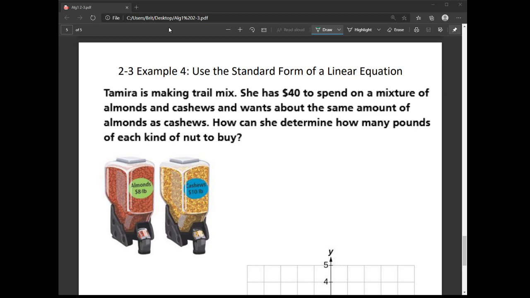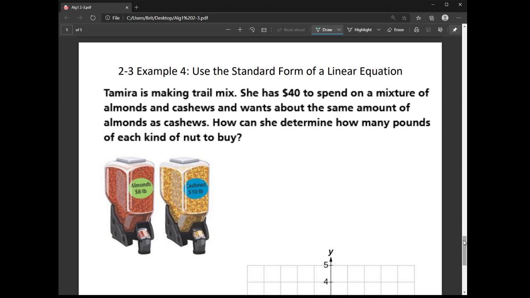In this video, we are covering example 4 in section 2-3 in the SavvasRealize Algebra 1 textbook. This example is looking at the standard form of a linear equation in a word problem.